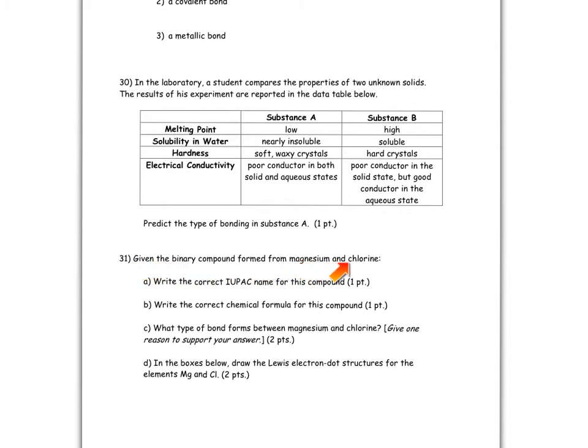Given the binary compound formed from magnesium and chloride, don't worry, I'm going to even just put a line through it. Don't worry about the IUPAC name. If you want to try, go ahead. I'll give it to you. It's magnesium chloride, whether it's IUPAC or not. IUPAC is a chemical organization, the International Union of Pure and Applied Chemistry. But whether it's correct or not according to their nomenclature is not relevant for biology. It's important, but it's beyond the scope of the class, and you have other things that are more important to learn right now. Write the correct chemical formula for this compound. I think you could figure that out.